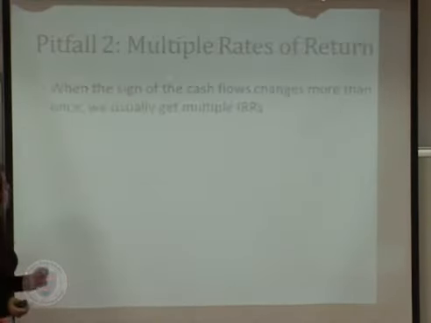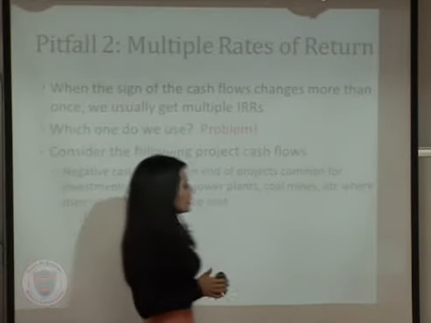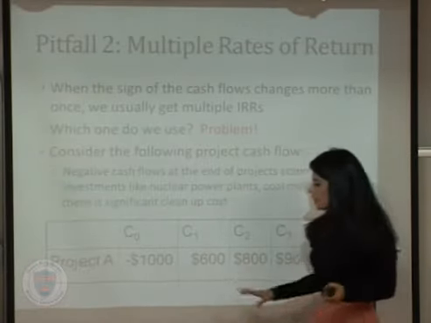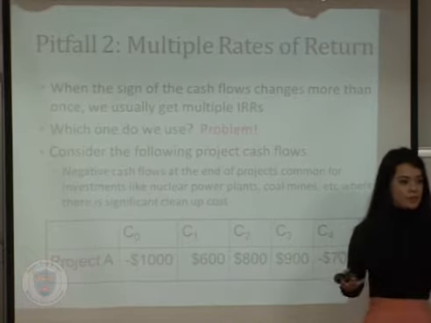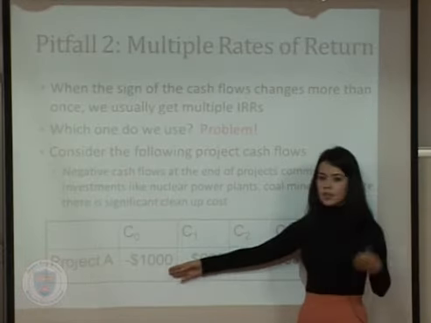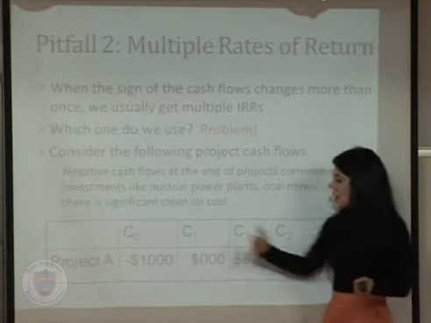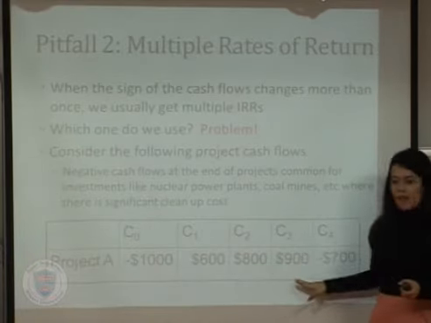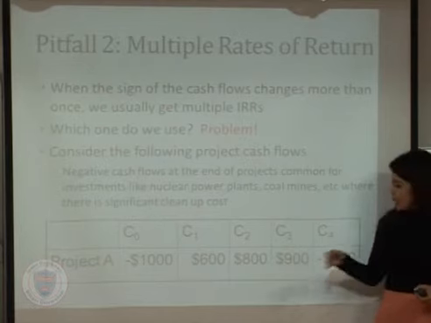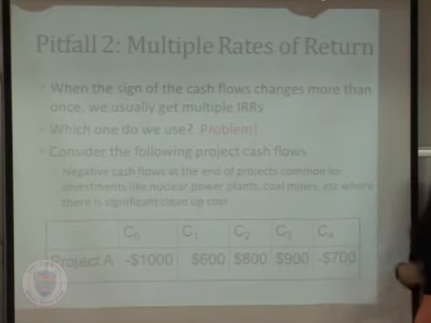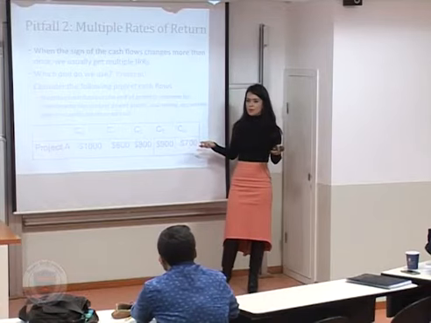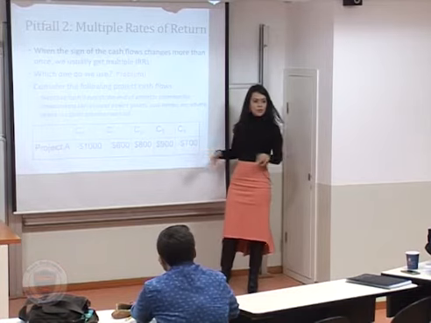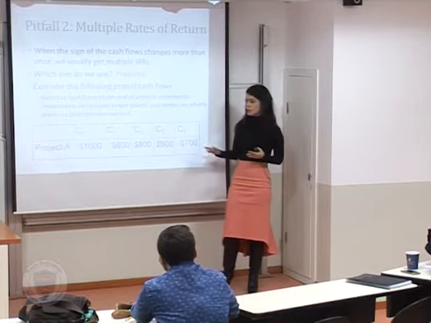Okay. Suppose that you have a project like this. You're opening a coal mine, let's say, and you spend $1,000 for that. After that, for 3 years, you're using this coal mine, and it has positive cash flows. In the last year, generally there's a cleanup cost with the mines, so you have a huge cash outflow at the end of the project life.